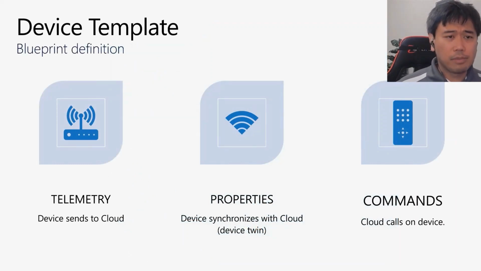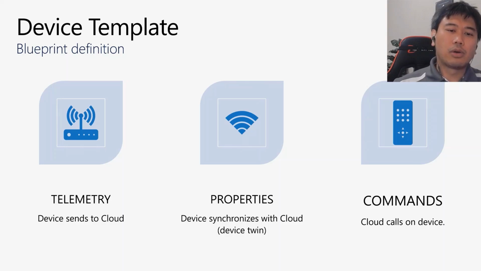There's different device templates. What I mean by device template is the ability to create kind of like a blueprint definition of what the device, the data that you would receive on this device, right? So it can be one of these three. It's either telemetry data, properties, or commands. Telemetry data is when the device sends data to the cloud. Every minute, every 10 seconds, send me the value of what I'm monitoring.